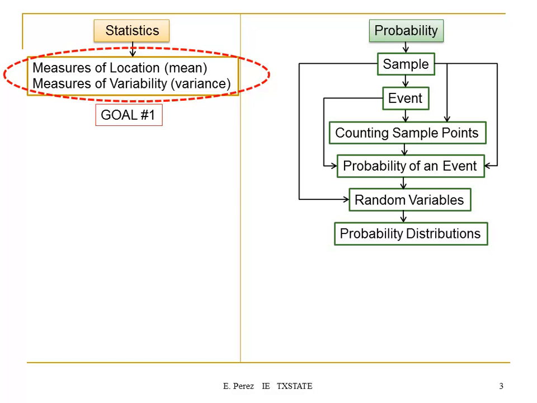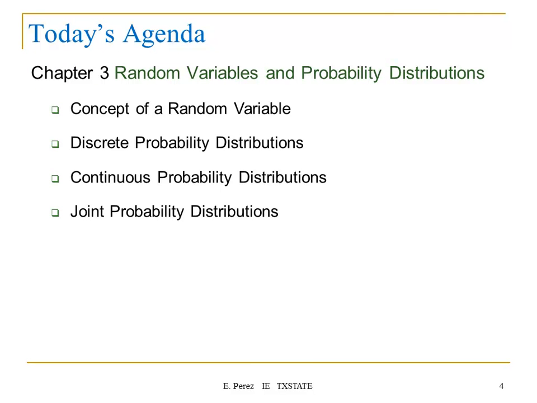Okay, so I'm getting ahead a little bit. So these are the 4 topics or the outline for this lecture. Concept of a random variable. We're going to discuss what is a discrete probability distribution and what is a continuous probability distribution. Anyone remember what is the difference between discrete and continuous?